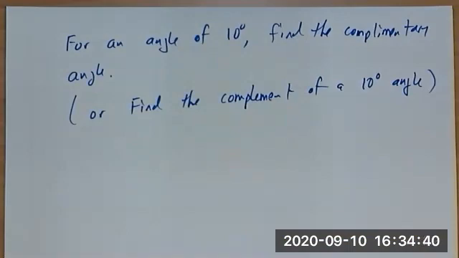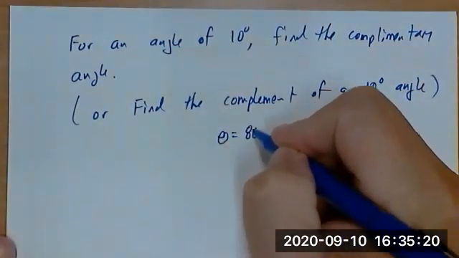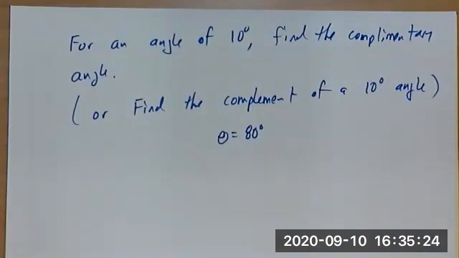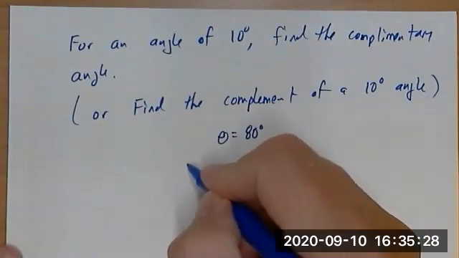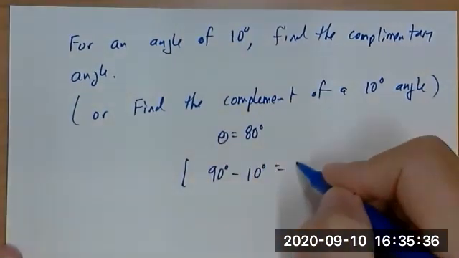So for an angle of 10 degrees, find the complementary angle, or sometimes I'll say find the complement of a 10-degree angle. So what they're doing is they're giving you one angle and they're saying, what is the other angle that you can add to the first angle that would equal 90 degrees? So once again, complementary angles are two angles when you add them together equal 90 degrees. If I've got a 10-degree angle, what angle do I need to add to 10 degrees to equal 90 degrees? Well, that one we can do in our head, 80 degrees. What we really did in our head, we took 90 degrees and we subtracted 10 degrees.